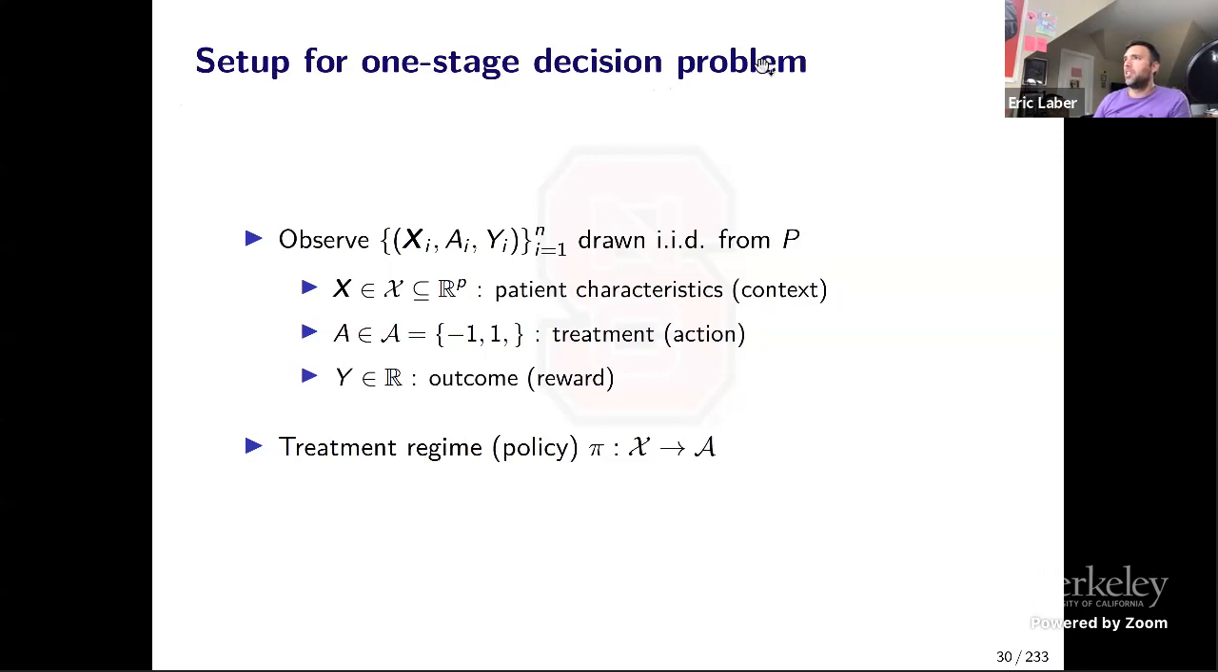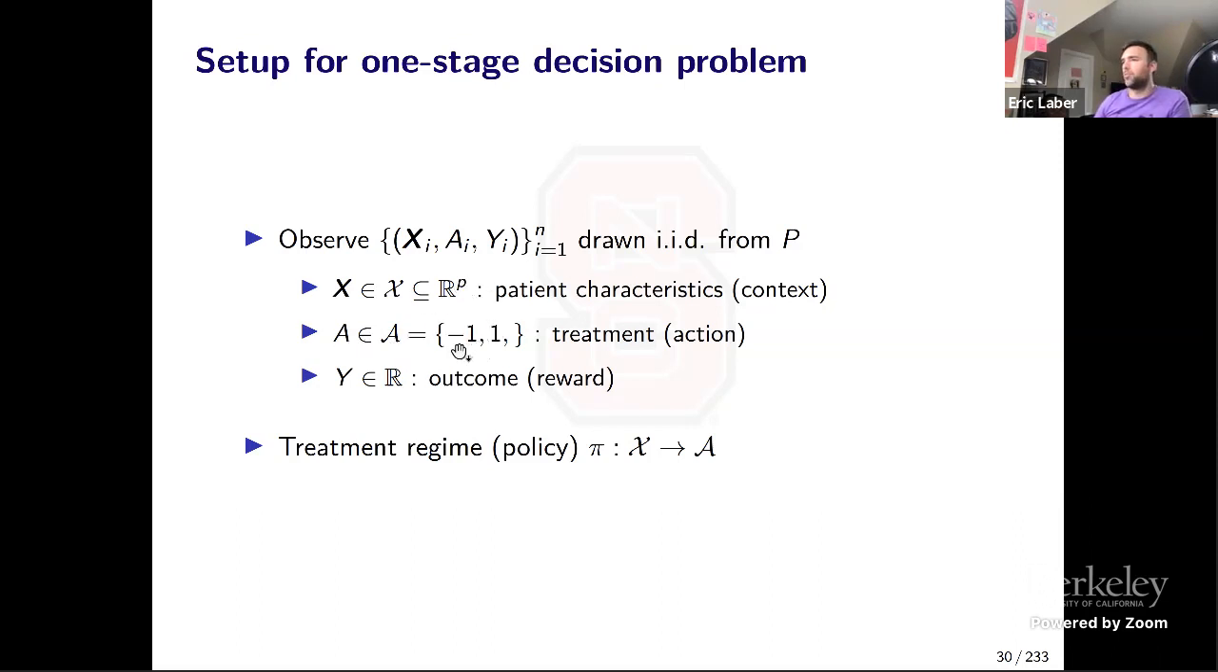So in a one-stage decision problem, we have Xi, Ai, Yi. These are drawn IID from some distribution P. This could be, for example, a randomized clinical trial. X is the patient characteristics or feature vector that takes values in some space script X, which is a subset of R^p. And treatments here we'll assume are binary.